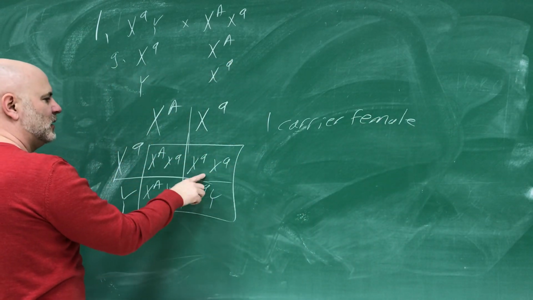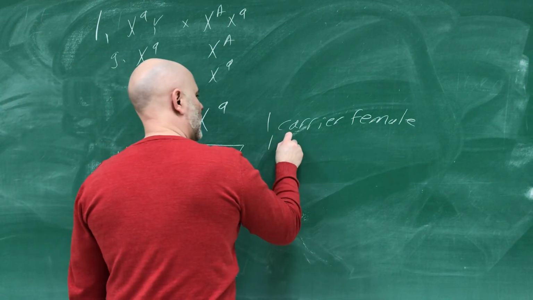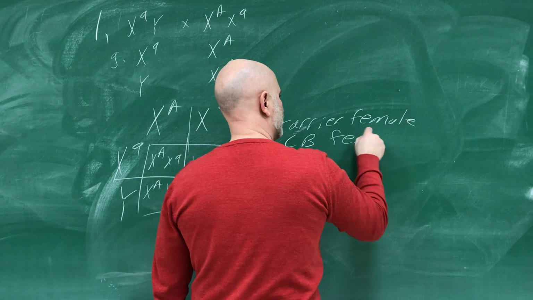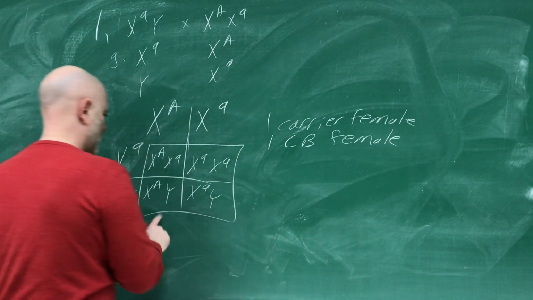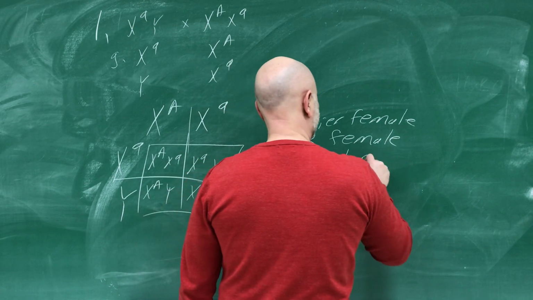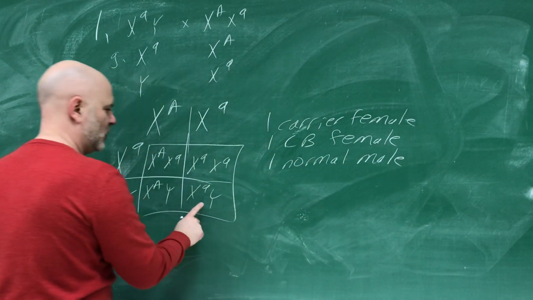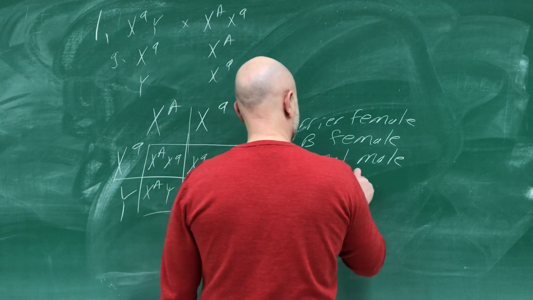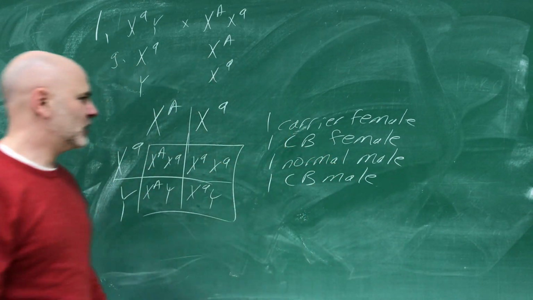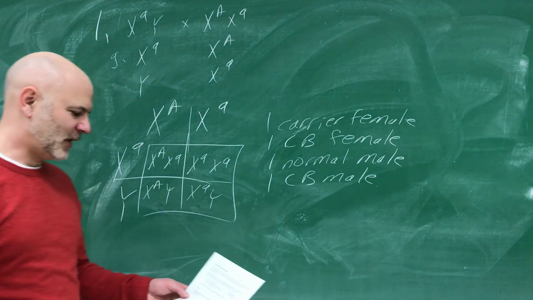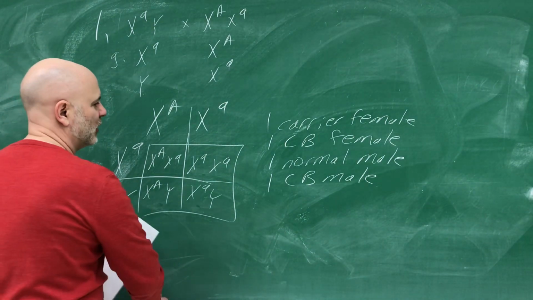We have one colorblind female, and I'm just writing CV for colorblind. We have one normal male, and then we have one colorblind male. And so our results here are a 1 to 1 to 1 to 1. All right, so let's take a look at number 2.